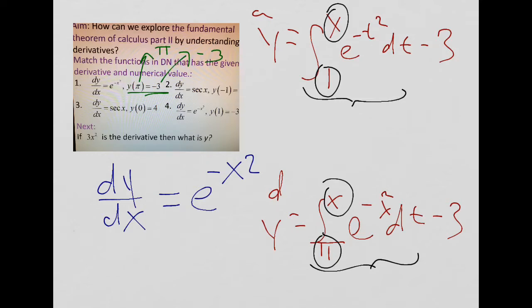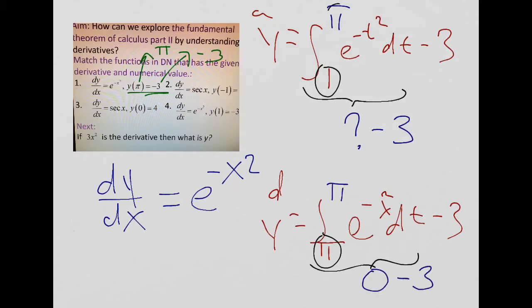So if pi was plugged in here, this would not be 0, it would be some other value yet to be determined. But if in choice D the x was replaced with pi, this is indeed 0, and 0 minus 3 is negative 3. So the y value is negative 3 if x is pi. So the answer for number 1 is D.